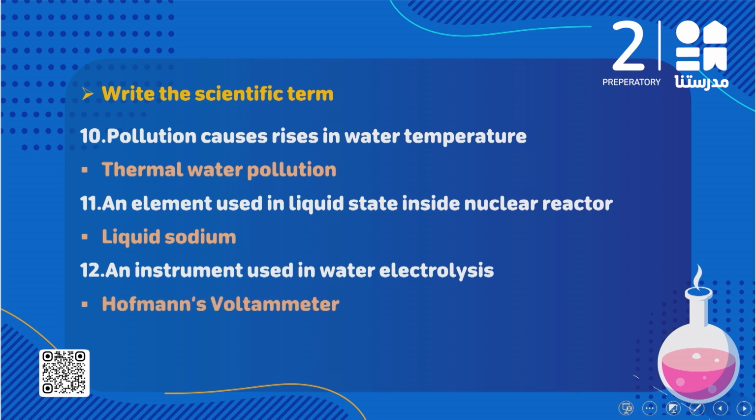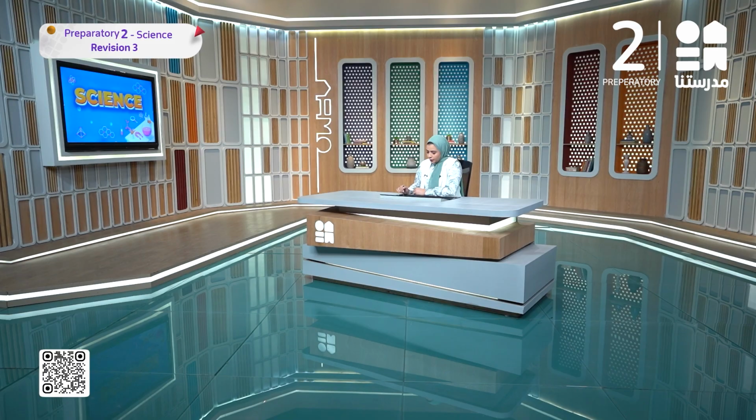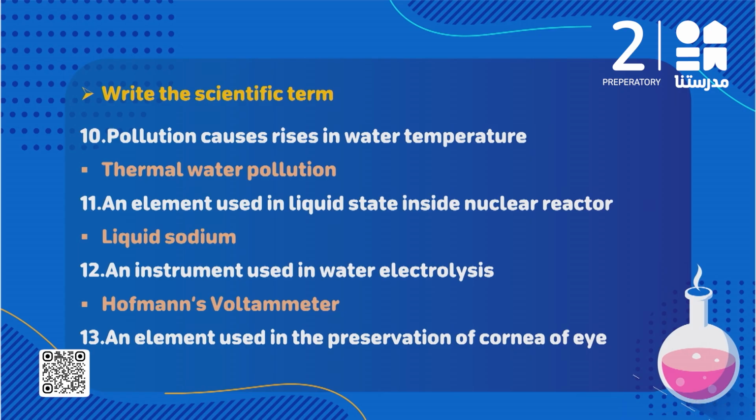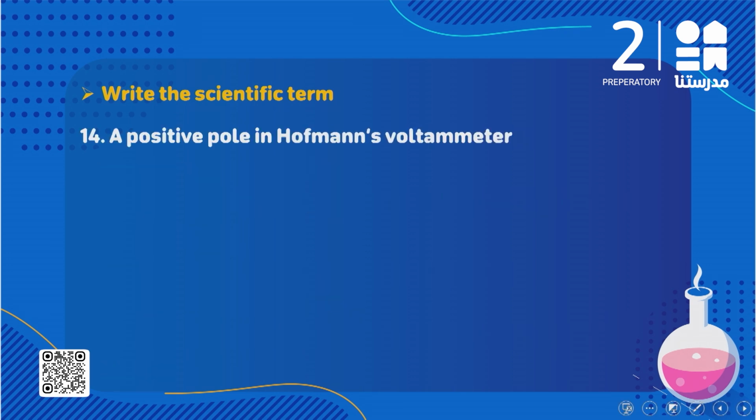It's called the Hofmann's voltmeter. The next one, an element used in the preservation of cornea of the eye. We said it's called what? Liquefied nitrogen. طيب the positive pole in Hofmann's voltmeter.